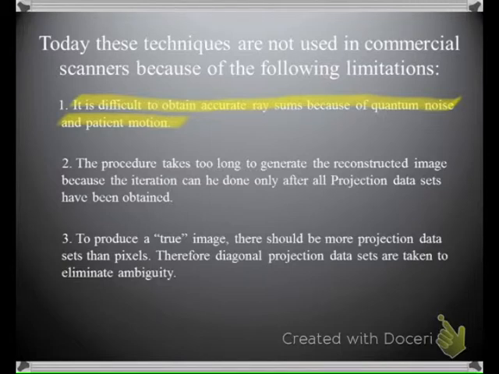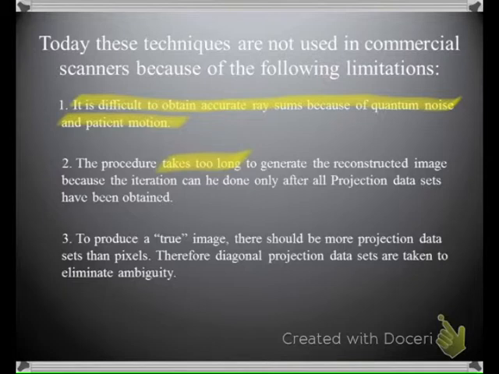Also, the procedure takes too long. It takes too long to generate the reconstructed image, because the iteration can be done only after all of the projection data sets have been obtained. And so basically you would have to wait till the end of the scan to actually see one image.